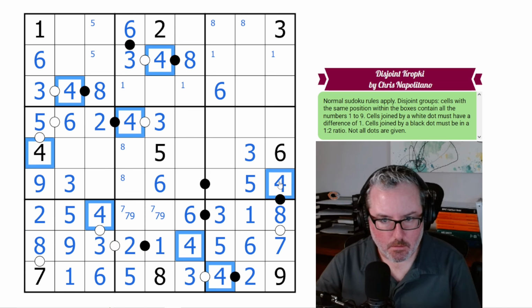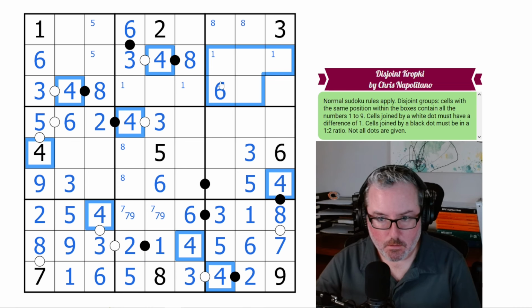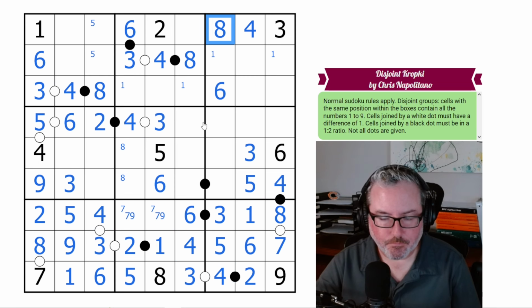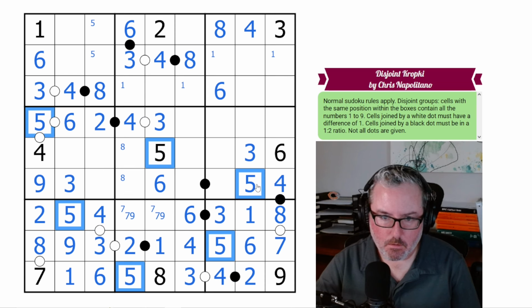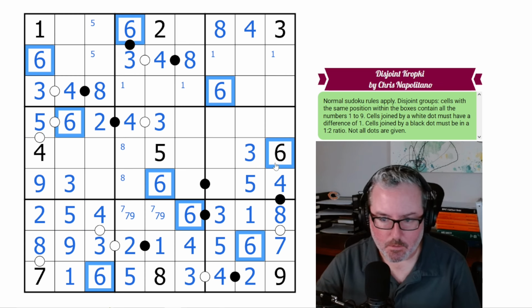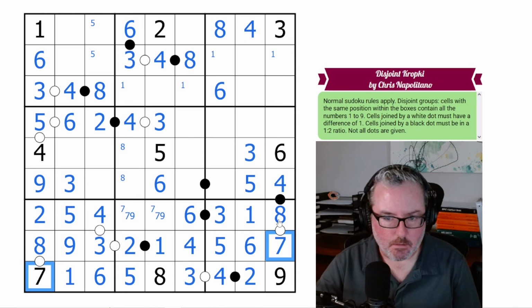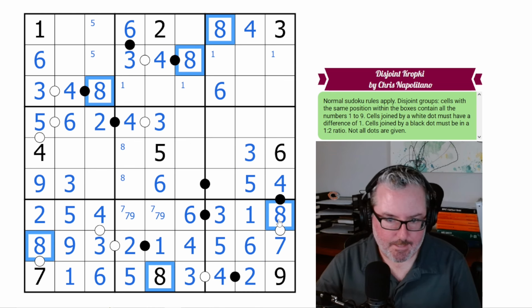Threes were done. Fours are done. Yes. So this is four and eight. Fours were done. Fives were not done. I don't see anything off there. I might be missing something, but sevens, there's practically nothing in our sevens yet, so how about our eights?